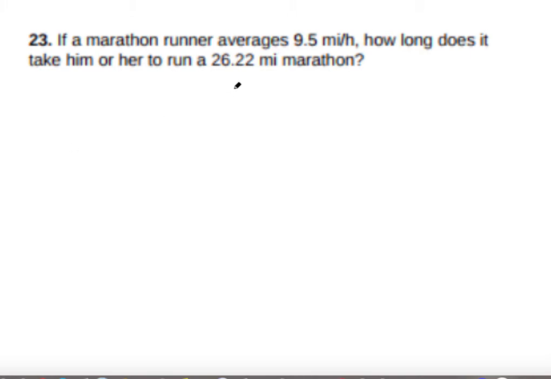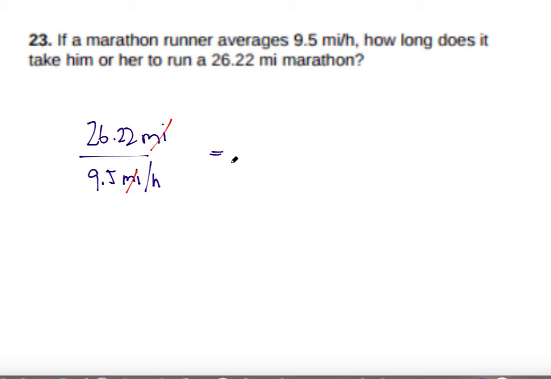23 says if a marathon runner averages 9.5 miles per hour, how long should it take to run 26.22 miles, which is a marathon? So I'm going to take my 26.22 miles, and I'm going to divide by that speed that this person is going, 9.5 miles per hour. So I can actually see that my miles cancel, and I have 1 over an hour in the denominator, which brings it up to the numerator. So I'm left with hours, so my answer is going to be in hours.